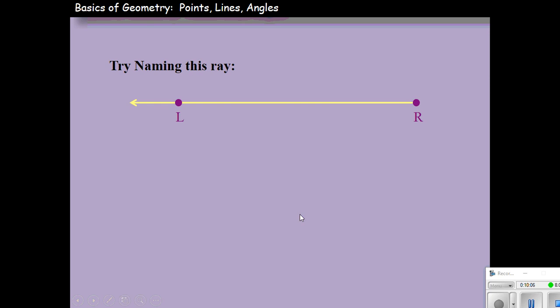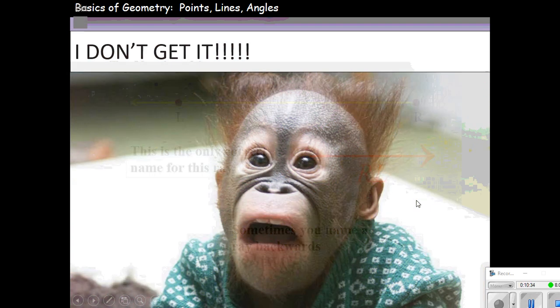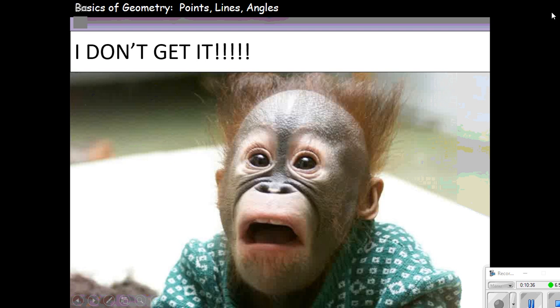However, people tend to mix up the naming of a ray. This is the first place where people get stuck in geometry. If I ask you to name this ray, take a second and see if you know the answer. A lot of people get this backwards, but this is how you write it. This is ray RL. We start with the endpoint, we go through point L. We draw the arrow going to the right. And a lot of people would think, well, that doesn't make any sense. If you're thinking you don't get it, take a second, follow along.